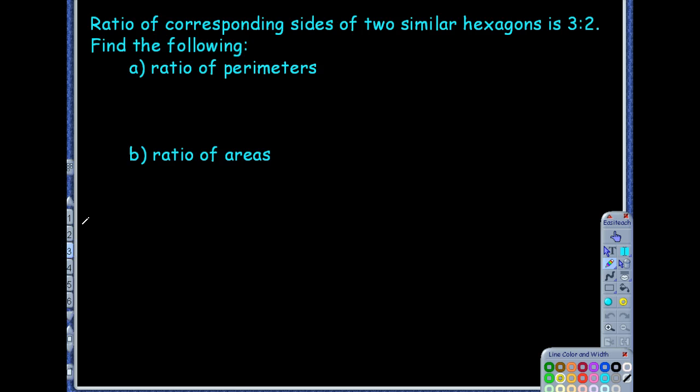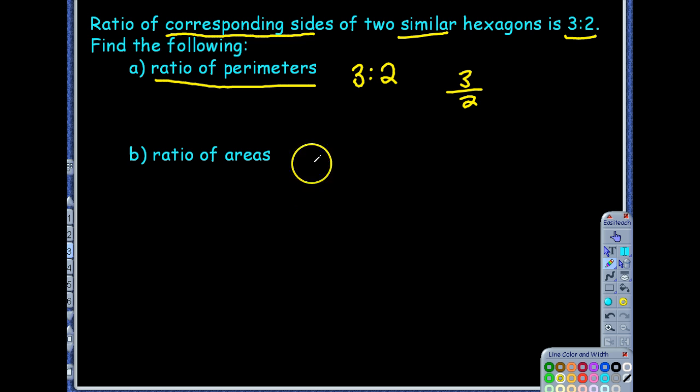All right. So this one says the ratio of corresponding sides, they give us the ratio, for two similar hexagons is 3:2. Now, honestly, we don't even need to know that they're hexagons. They could throw in any figure and it won't matter. We know the ratio of corresponding sides. If we know the ratio of corresponding sides, what else do we automatically know? Well, the ratio of corresponding sides is the same as the ratio of the perimeters, so that means the ratio of perimeters is also 3:2. And we're not going to care if you want to write it as 3:2 or 3/2, however you want to write that ratio.